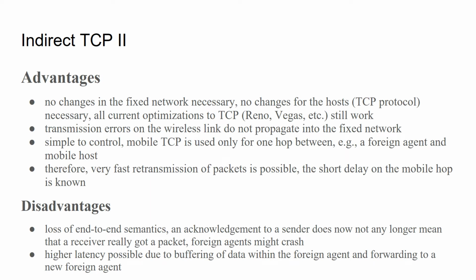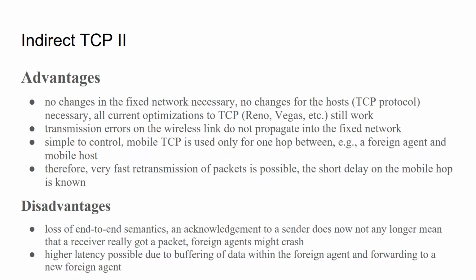So you can see what are all the advantages and the disadvantages of indirect TCP. Advantages are transmission errors on the wireless link do not propagate into the fixed network, and it is very simple to control, and mobile TCP is used only for one hop, between the foreign agent and mobile host. So these are some advantages of indirect TCP, as well as it has disadvantages too.